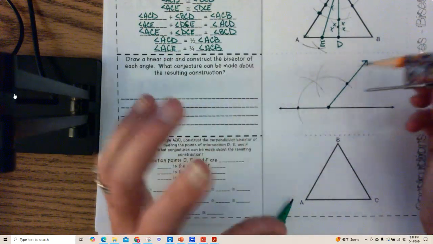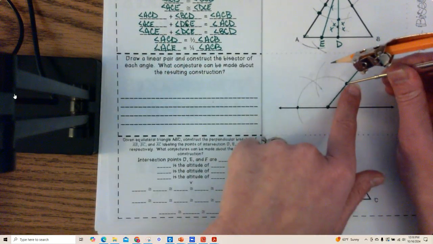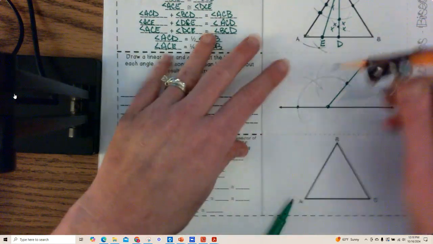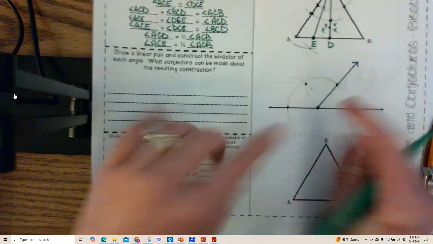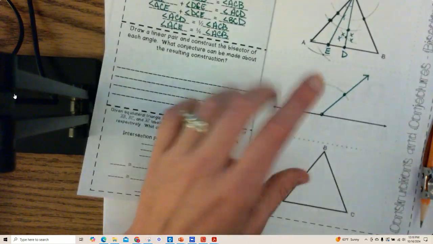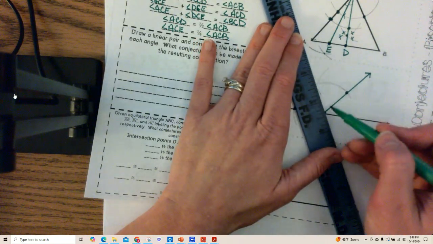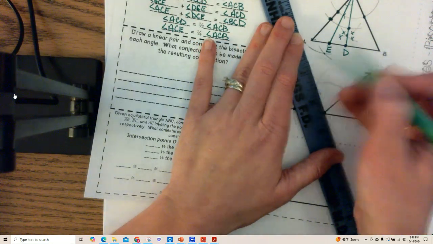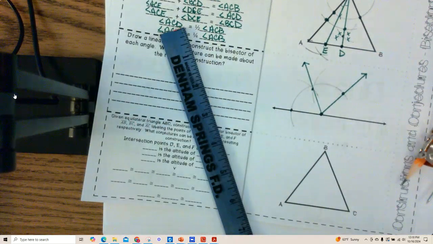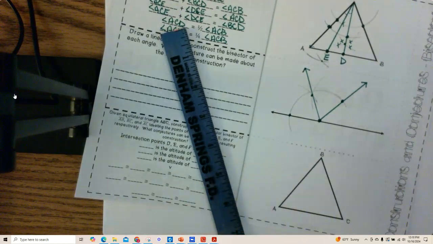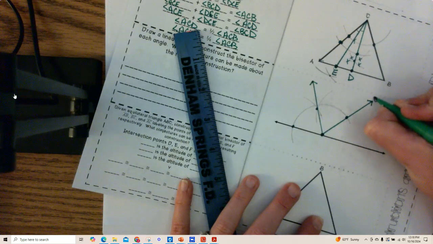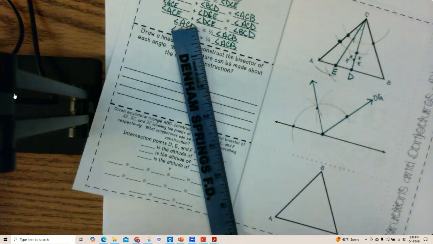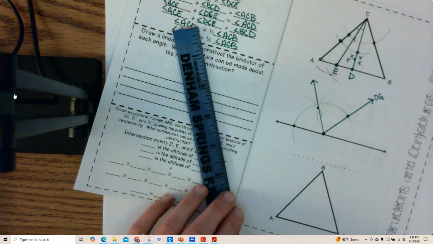So what I did, I left my compass the same. You can change it. Put the point on one intersection, make an arc. Put the point on the other intersection, make an arc, making sure that the arcs intersect. And where they intersect, from that vertex to that point, because that's the angle we bisected, that's the bisector line. On this one that I drew, that original one, I'm going to put OG, so I remember that's the original line that I drew. Okay, and those are the two.